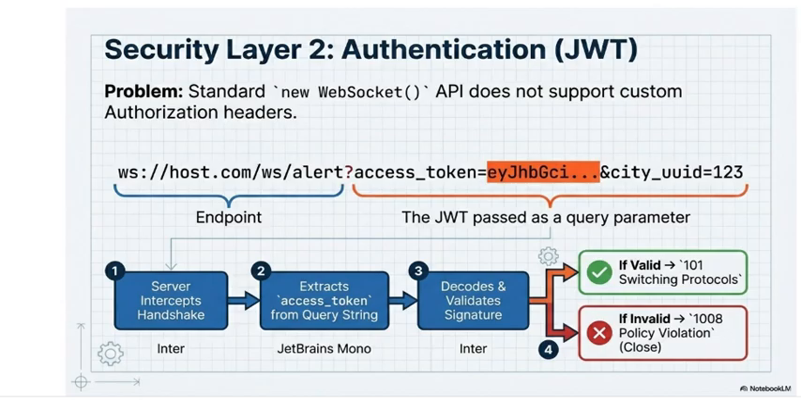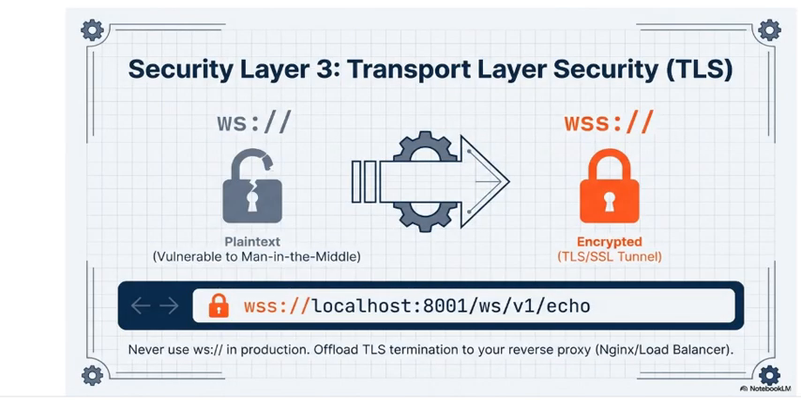You pass the token as a query parameter in the URL. So it's wss://api.site.com/socket?token=... Isn't putting secrets in a URL generally a bad idea? It is a trade-off. It's safe on the wire because you're using TLS, but yeah, you have to be very careful not to log those full URLs on your server. The server code has to grab the token from the URL during the handshake, validate it, and only then proceed with the 101 upgrade. And that brings us to layer 3, encryption itself, TLS.